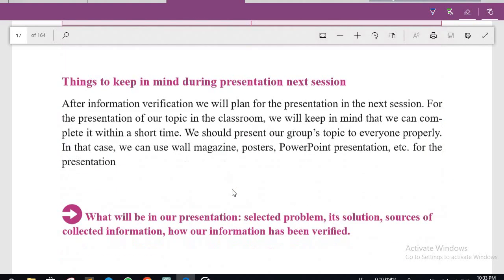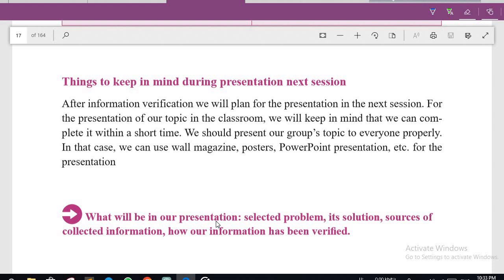Things to keep in mind during presentation next session. After information verification, we will plan for the presentation in the next session. For the presentation of our topic in the classroom, we will keep in mind that we can complete it within a short time. We should present our group's topics to everyone properly. In that case, we can use magazines, posters, PowerPoint presentations, etc. for the presentation.